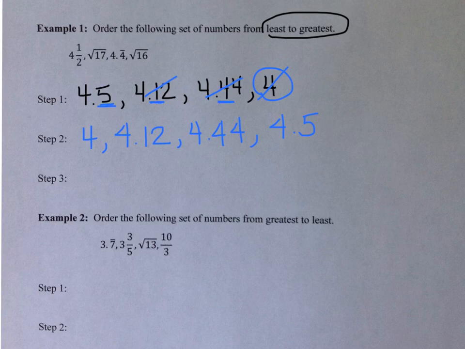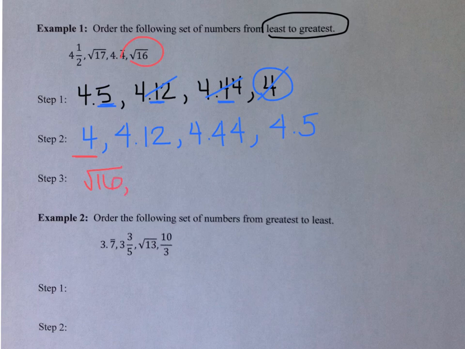Now we're going to step 3. We're going to put the decimals back into the original form. So we're putting it back in the original form. So if you look here, 4 is the smallest. And the original form to 4 is the square root of 16.